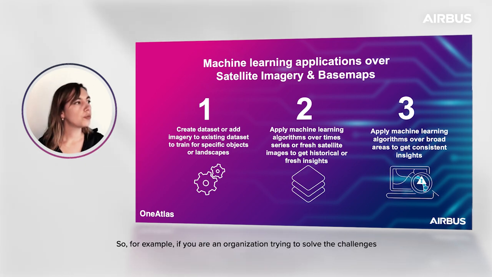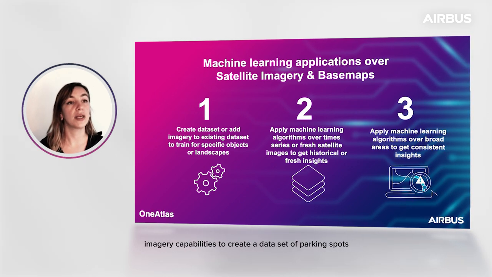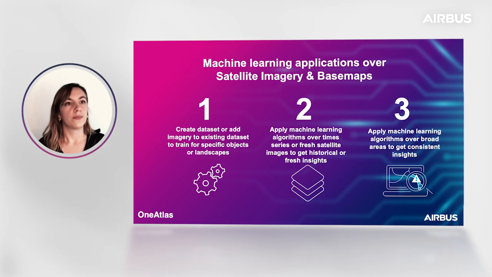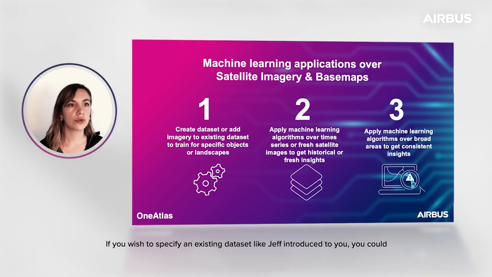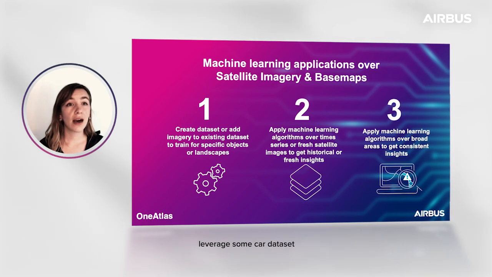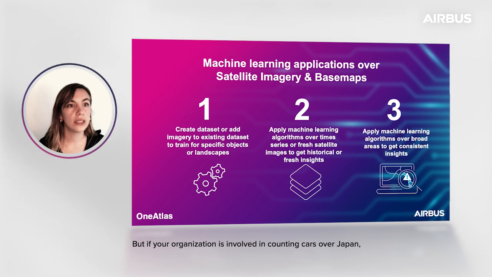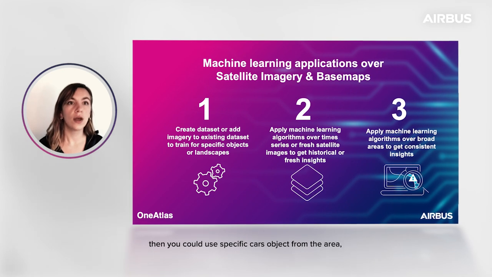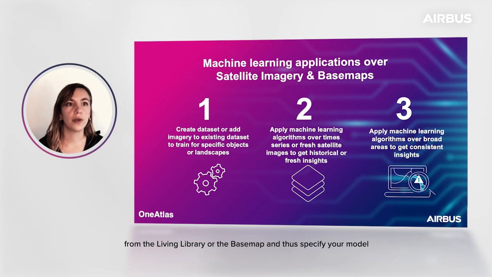So for example, if you were an organization trying to solve the challenges of free parking spots, you could definitely dig into our OneAtlas imagery capabilities to create a dataset of parking spots. Another example, if you wish to specify an existing dataset, like Jeff introduced to you, you could leverage some car dataset. But if your organization is involved in counting cars over Japan, then you could use specific car objects from the area, from the Living Library or the base map, and thus specify your model.